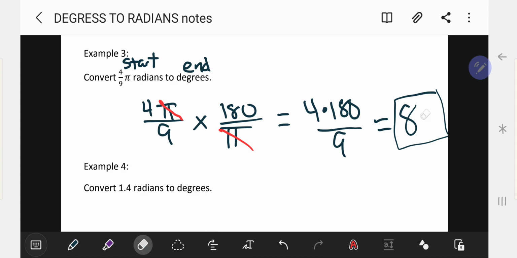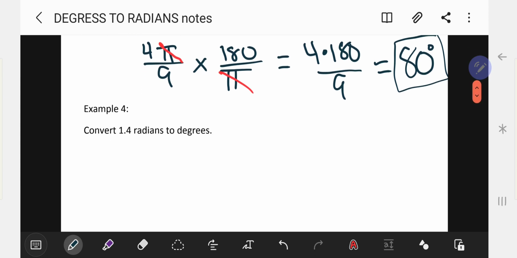Let me do that a little better. Okay, 80 degrees. So 4 over 9 pi is equal to 80 degrees, all right? And that's the same method you would use every single time you want to convert radians to degrees. So let's look at example 4.